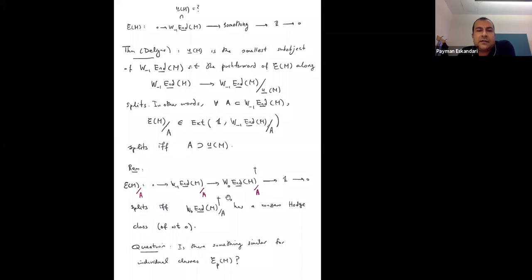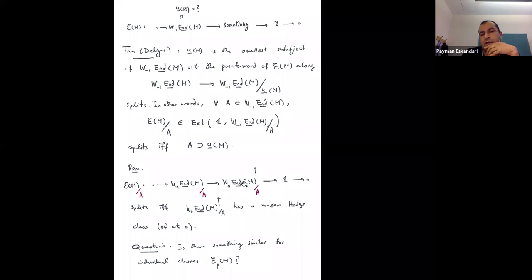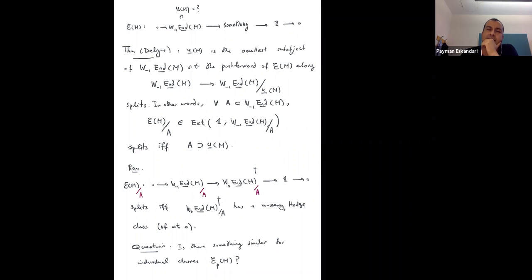And then the claim is that this thing would split if and only if A contains UM. And then the remark, a simple observation but very useful, is the following: because here you have something that only has negative weights, and here you have the unit object, this extension splitting is the same as saying that this object in the middle has a non-zero Hodge class of weight 0. These two statements are equivalent to each other.